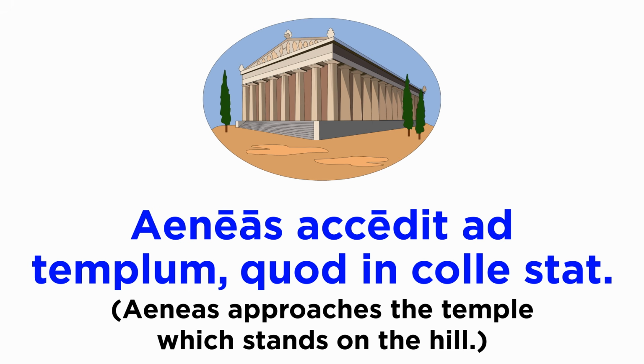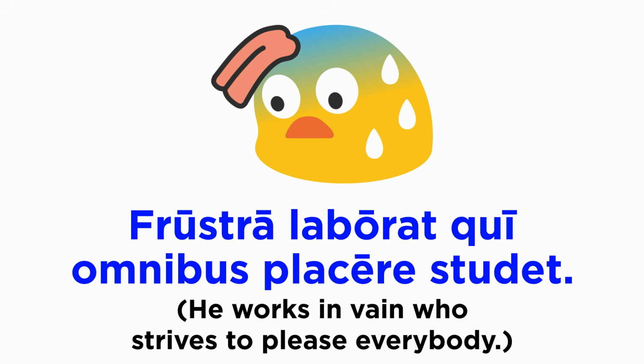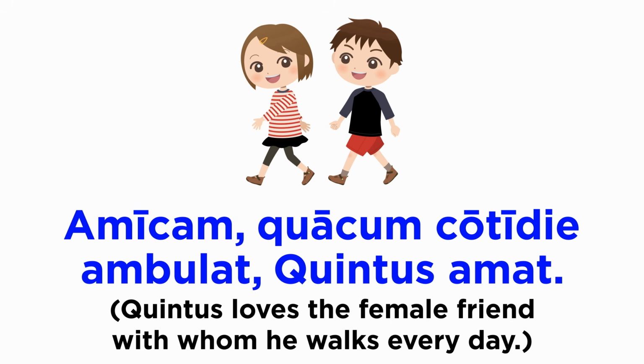Aeneas accedit ad templum, quod in colle stat. Quod is the subject and refers to templum, which is neuter. Frustra laborat, qui omnibus placere studet. Qui is the subject here, masculine because it is the one who. Amicam quacum quotidie ambulat, quintus amat. Quacum is ablative of accompaniment and refers to amicam, feminine.